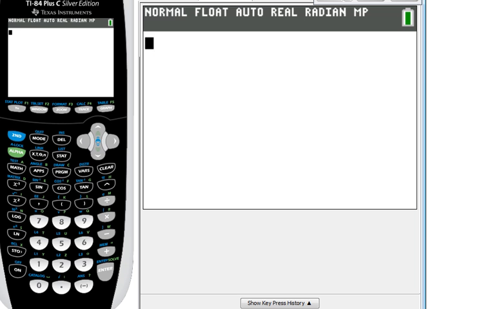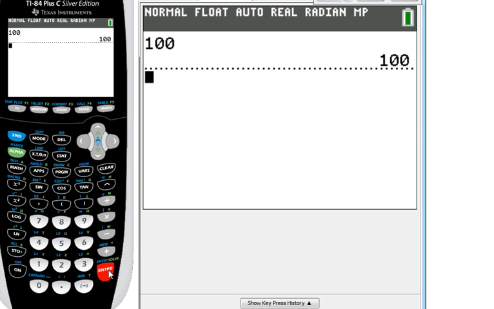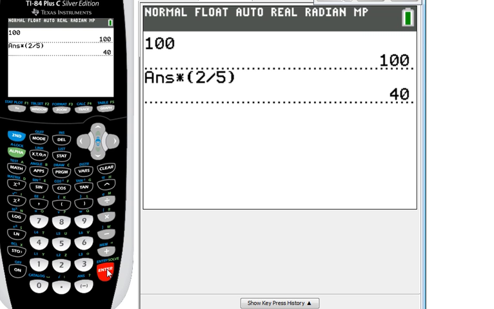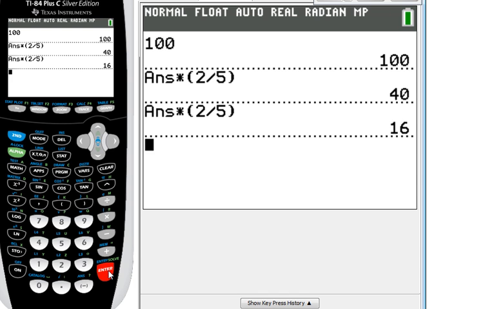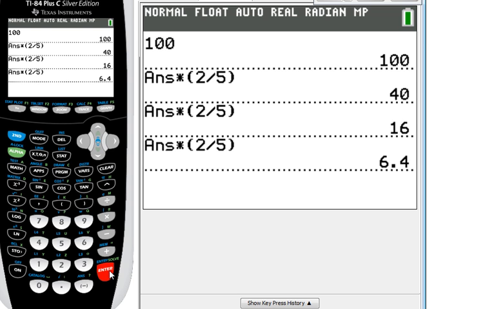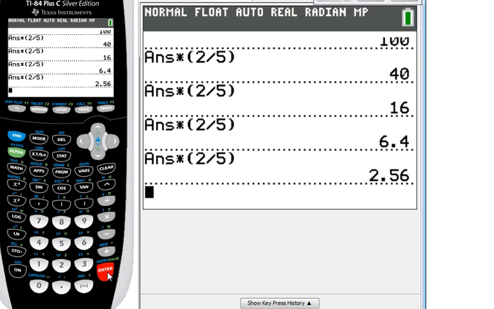So if I pull up my calculator, I'm going to type in the number 100, and now you hit enter, so it should show up twice on your screen. Now, what are we doing each time to our previous number? We are multiplying, hit the times sign, multiplying by the fraction 2/5. Close my parenthesis, hit enter. There's my second term. Now, all you have to do is hit enter again, and again, and again, and you have your first 5 terms.